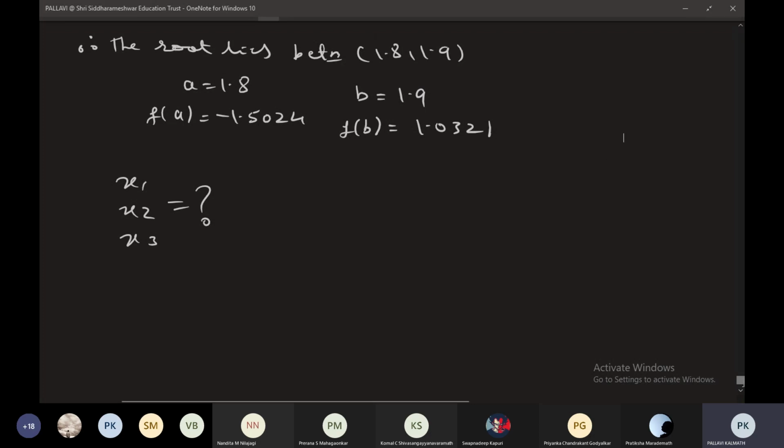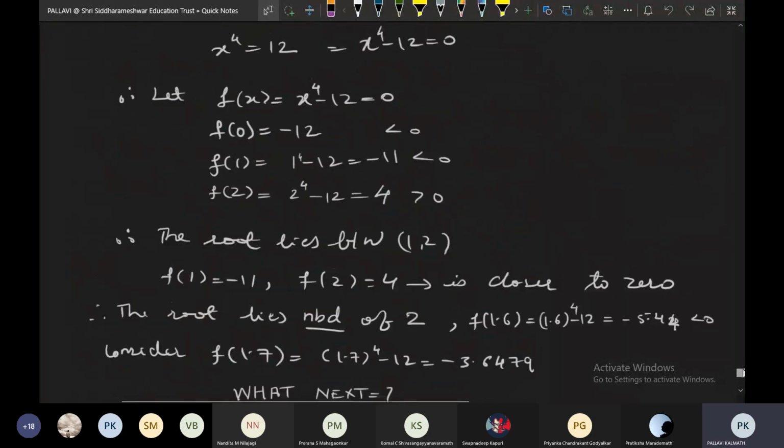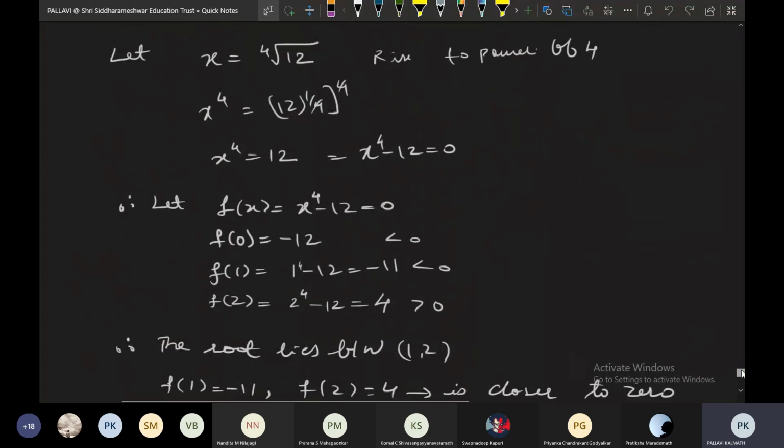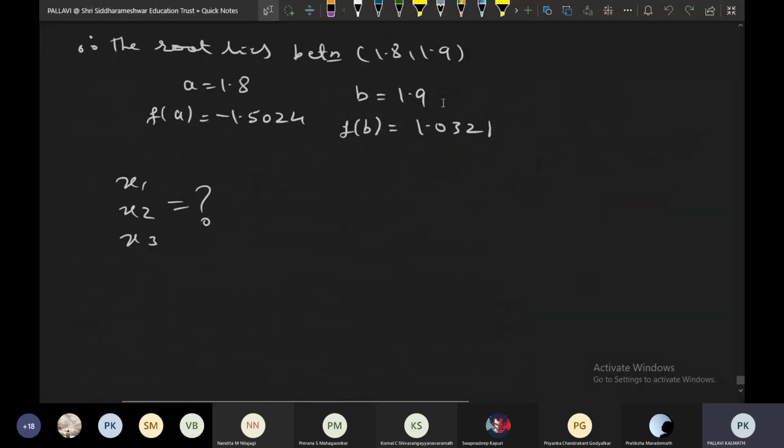Okay, I'm asking whether you have completed yesterday's example. We were doing the example fourth root of 12, and we have solved till the root lies between 1.8 and 1.9. I have given you the values of a, b, f of a, f of b. I told you to solve x1, x2, x3. Whether anybody solved it?